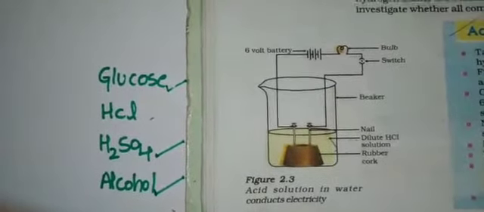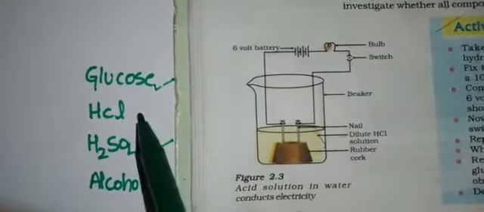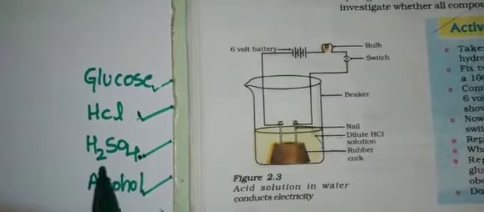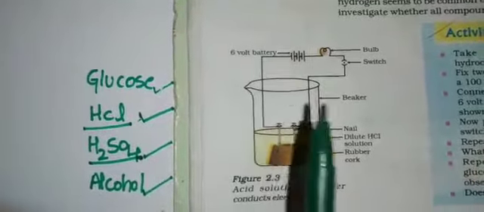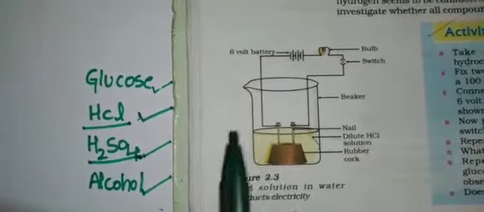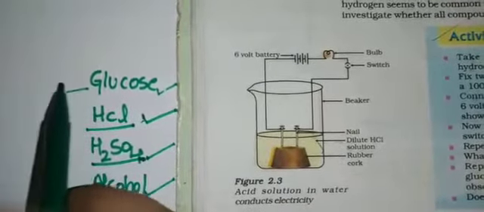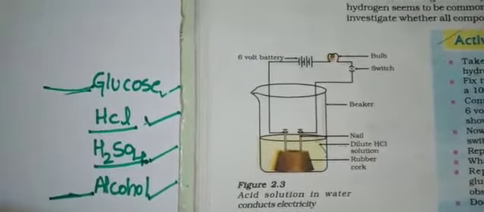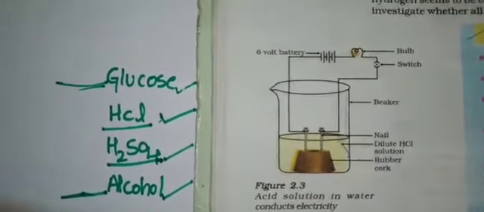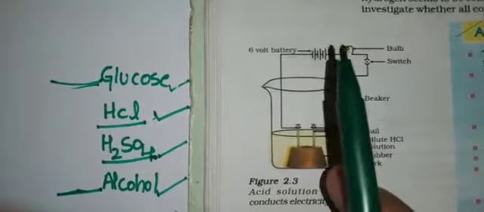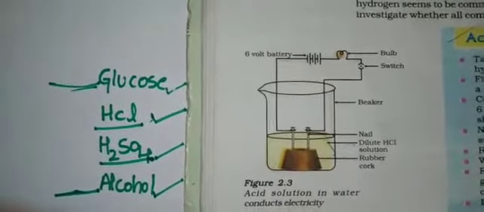So the bulb will start glowing in case of acids. Out of the four, hydrochloric acid and sulfuric acid are the acids, right? So the bulb will start glowing in case of the acids as shown in the 2.3 picture. But you will observe that glucose and alcohol solutions do not conduct electricity, hence the bulb will not glow in case of alcohol and glucose.